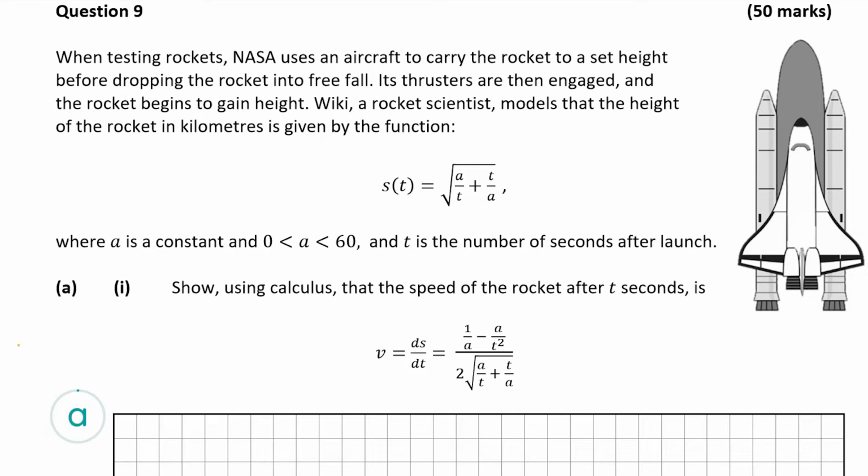Part 1, which is worth 10 marks, wants us to show, using calculus, that the speed of the rocket after t seconds is v, which is equal to ds/dt, which is equal to 1 over a minus a over t squared, over 2 square root of a over t plus t over a.